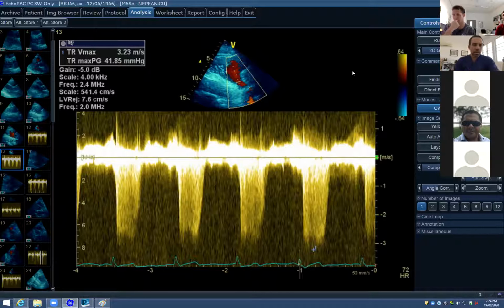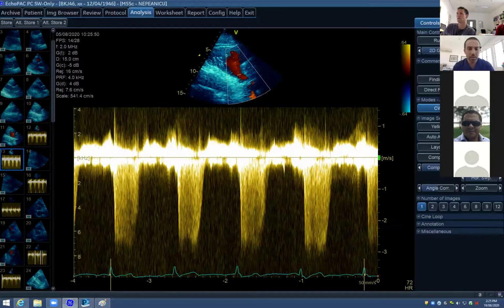Right. So maximum velocity, 3.23 meters per second. Just off the numbers, looking at the quality of the trace, very nice. We've captured multiple cardiac cycles, 4.5 there. And the marker seems like an appropriate point. It looks to be the biggest as well, for what it's worth.